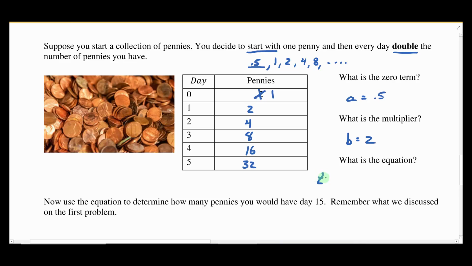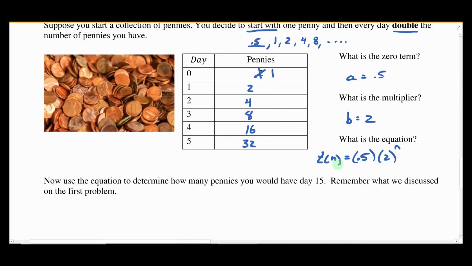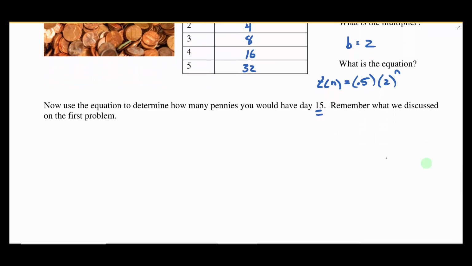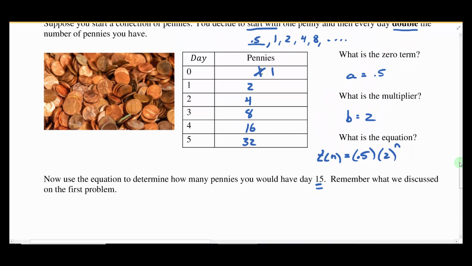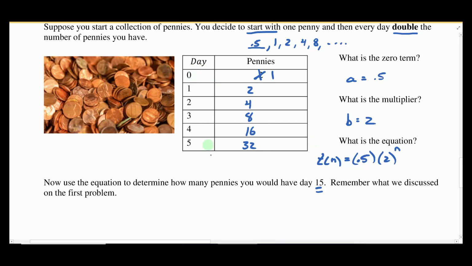So now if I want to write my equation, we use that same format from the first page, right? So we're going to say our 0 term, 0.5, put that in parentheses, times our multiplier, which is 2, and then we raise to the n power. And there's our equation, okay? So now that we have our equation, like I said, we like to make predictions, right? So I'd like to know how many pennies we're going to have on day 15, okay? So recalling what we just talked about in our previous example, the day number is the same thing as the term number, right? So we're saying that's an input. 15 is an input, which means I would take the 15 and I would plug it in for n.